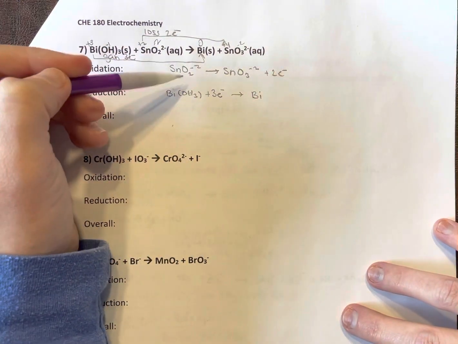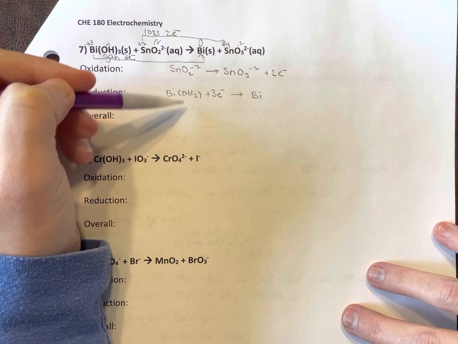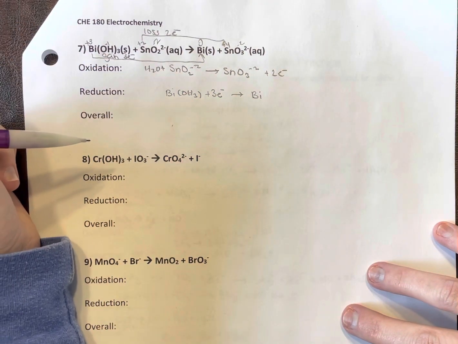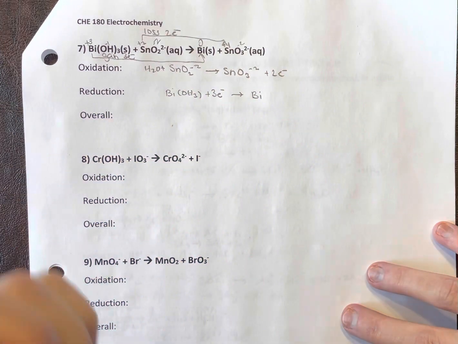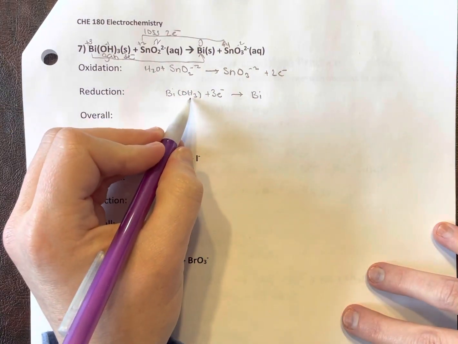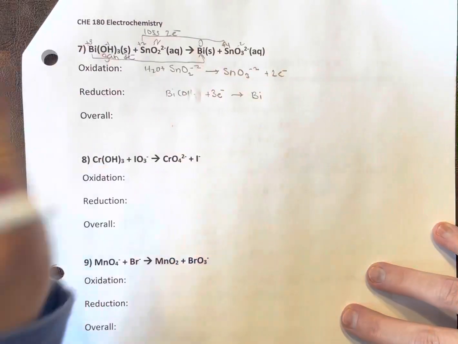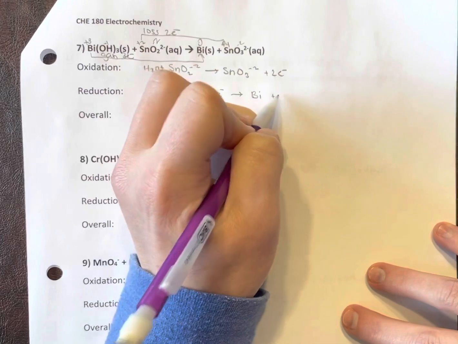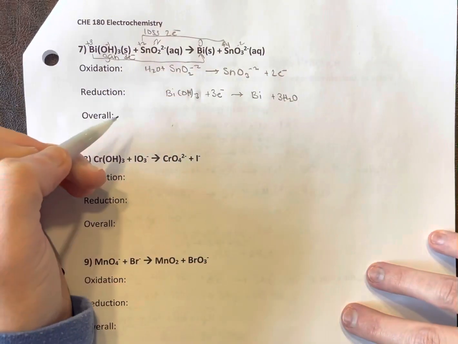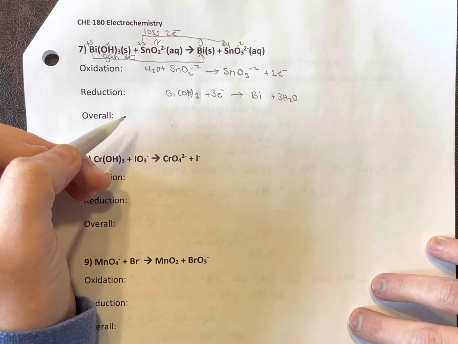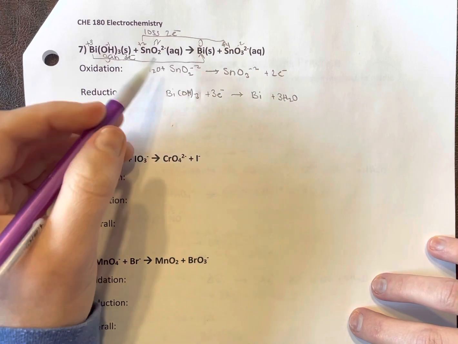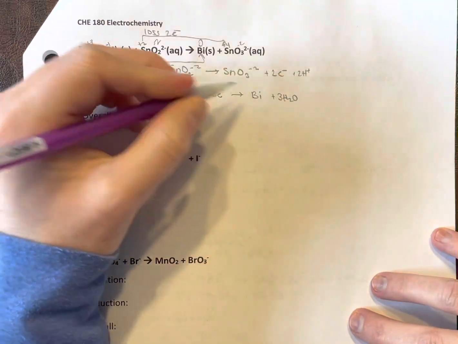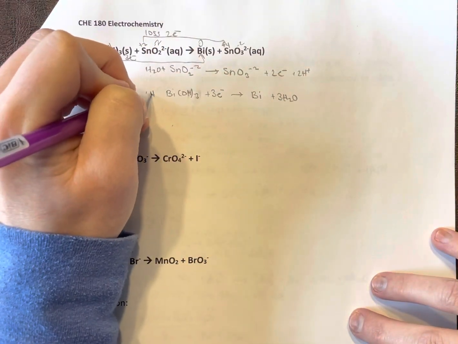Now let's balance each half reaction, balancing the oxygens. So I need 1 water over here. And, oh goodness, I wrote that parentheses wrong, OH3. Okay, so there's 3 oxygens here, so I need 3 waters. Now I need to balance hydrogens. So I need 2. And I need 6.